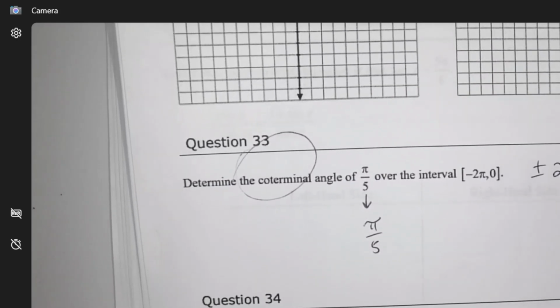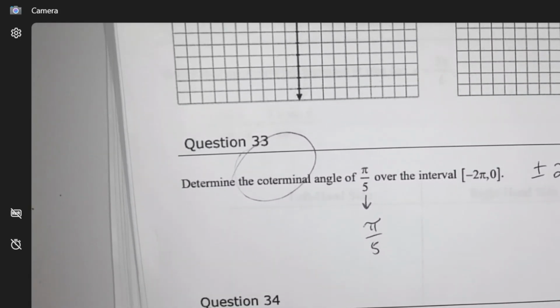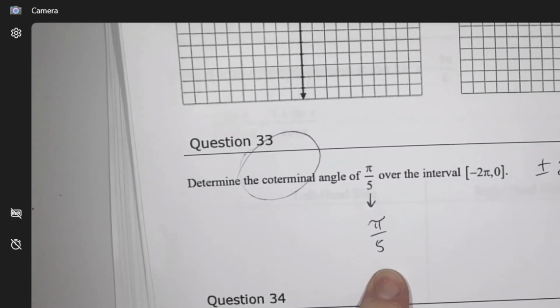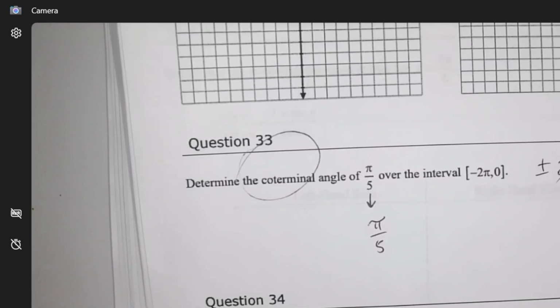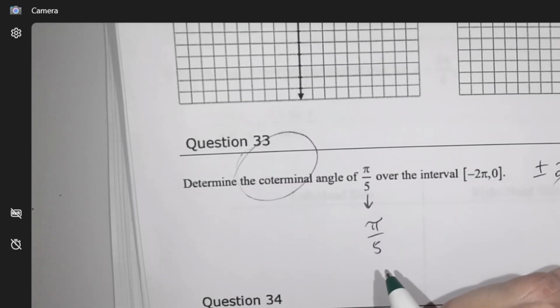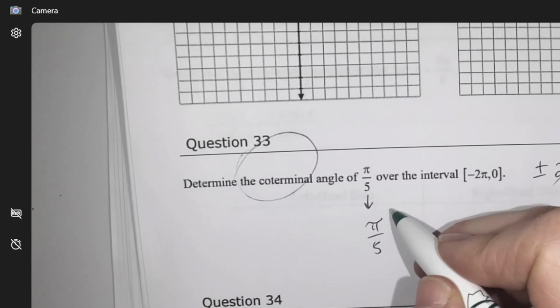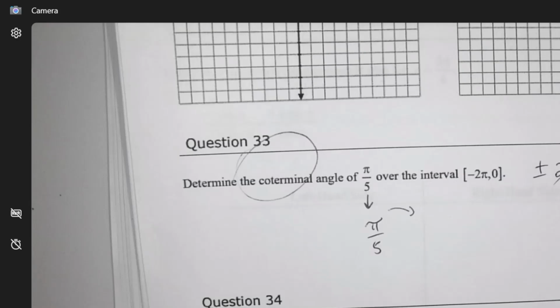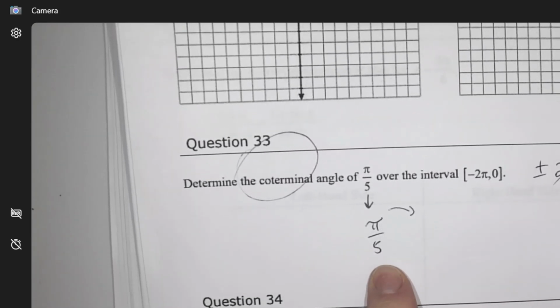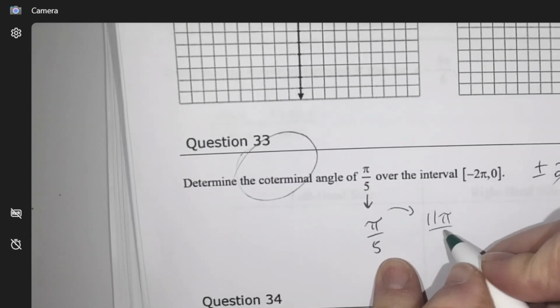So we're gonna add or subtract a 2 pi, but we're gonna try to match it as a fraction. So if this has a 5 on the bottom, we're gonna do this as a 10 over 5. Does that make sense? Instead of 2 pi, 10 over 5 is still 2 pi. So for instance, if I went up by 2 pi, so if I added a 10 pi to this, it would be 11 pi over 5.